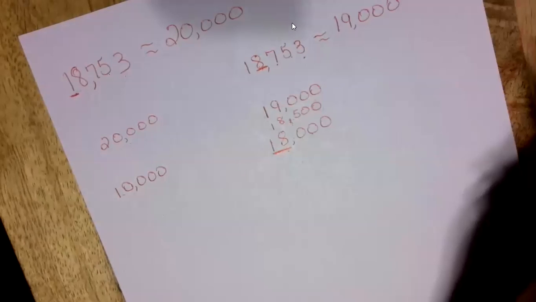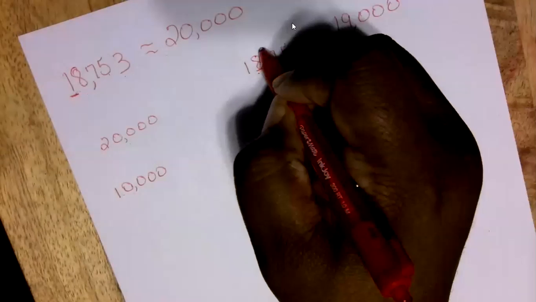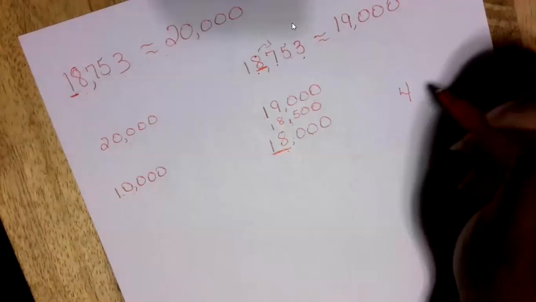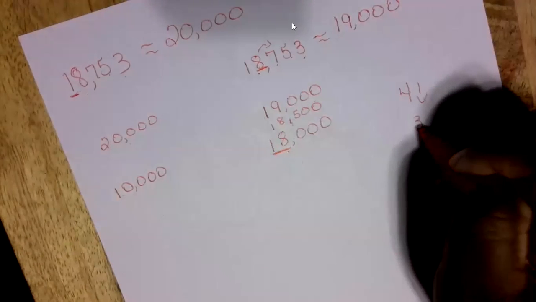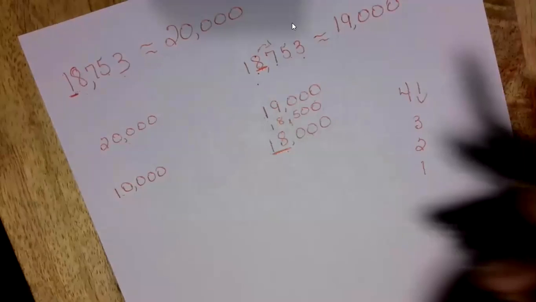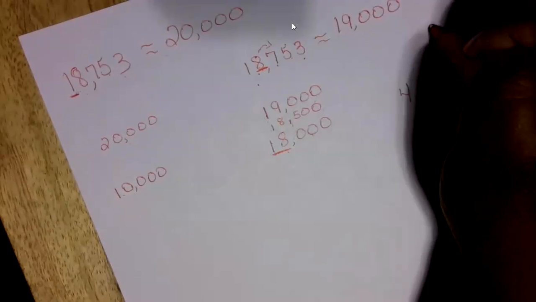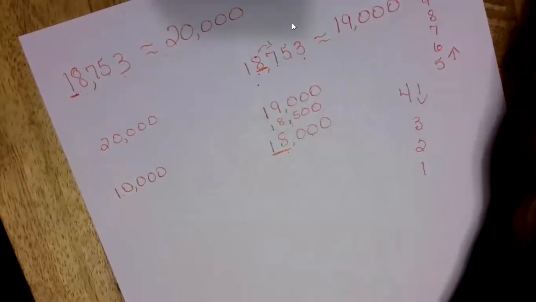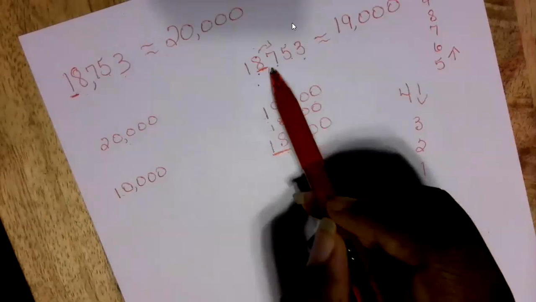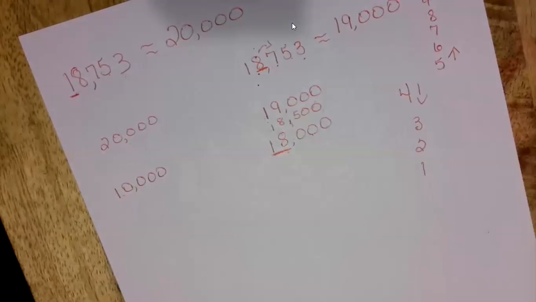Now, another way I can look at this is find my rounding spot and then look at the number behind it. If that number is 4 or less, so that'll be 4, 3, 2, 1, that 8 will stay the same. Now, if it's 5 or higher, so 5, 6, 7, 8, 9, that 8 will go up 1. And as we see, this 7 is in the group where this 8 will go up 1. So that'll give us 19,000.